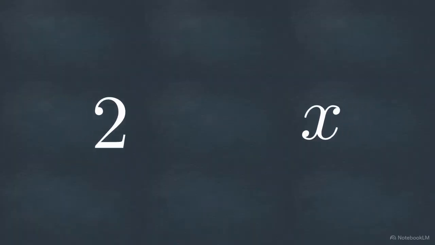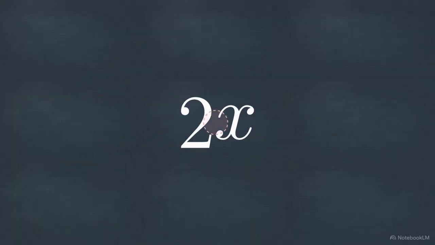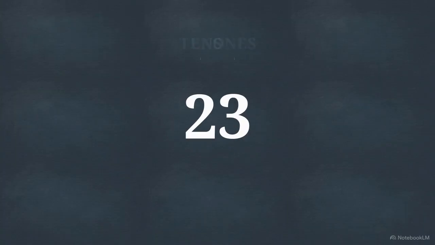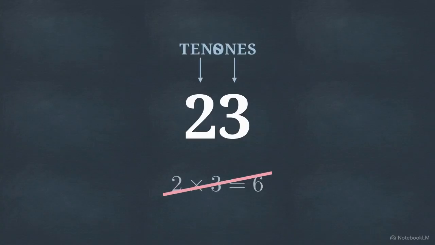In this interface, writing a 2 next to an x requires the student to know that a multiplication sign exists in the empty space between them. In the previous chapter, that same visual layout meant something else. A 2 next to a 3 indicates 23, a place value relationship, not 2 times 3.